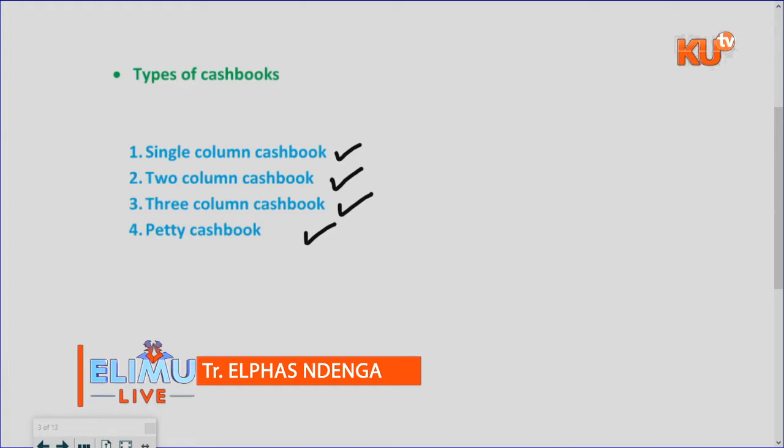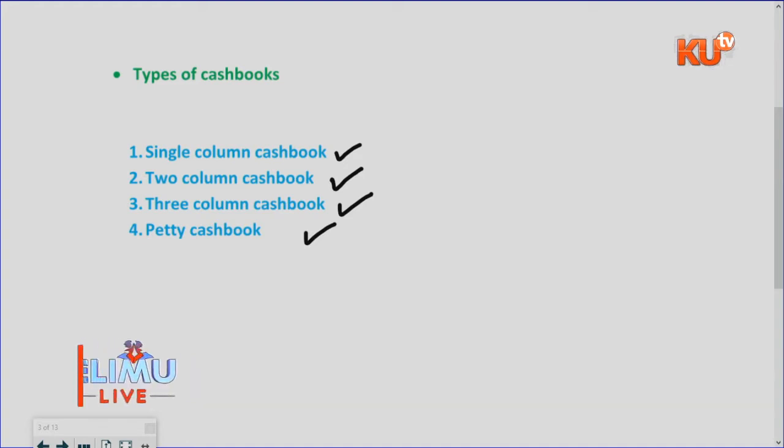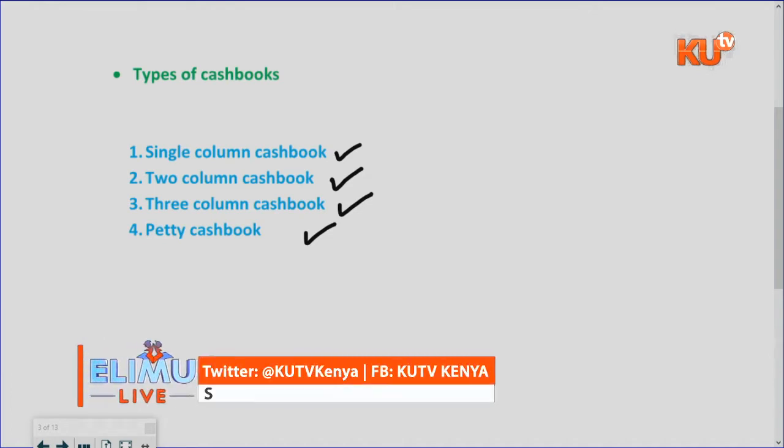We have the single column cash book, which we'll discuss in this topic. The 2-column cash book, we'll discuss it in this topic. The 3-column cash book, we'll discuss it in this topic. Now the petty cash book will be discussed in the topic we call source documents and books of original entry. That is the first topic in Form 4. So the first 3, we discuss them in the last topic in Form 3, and the 4th, we discuss it in the first topic in Form 4.